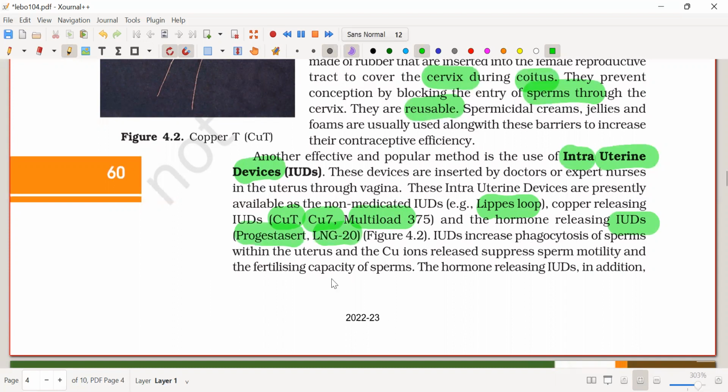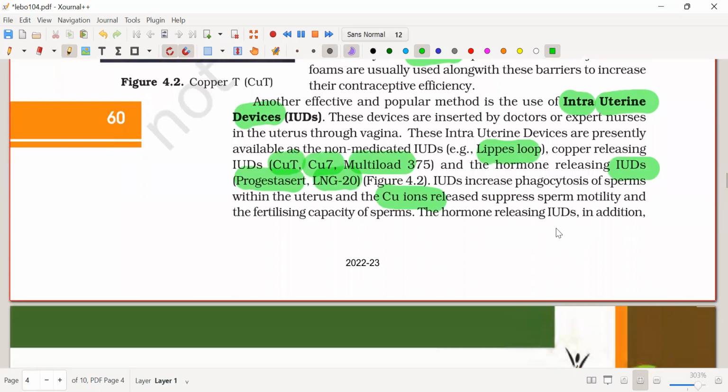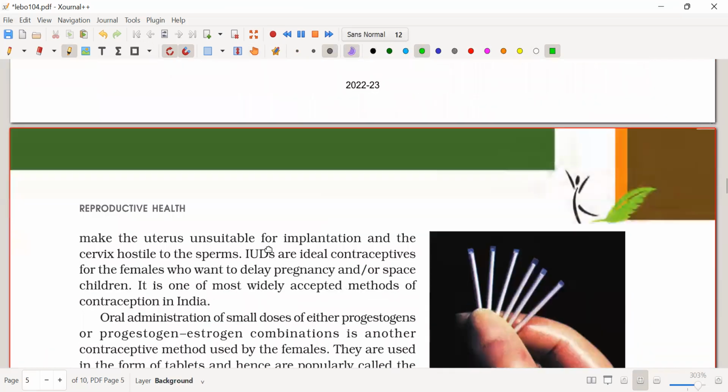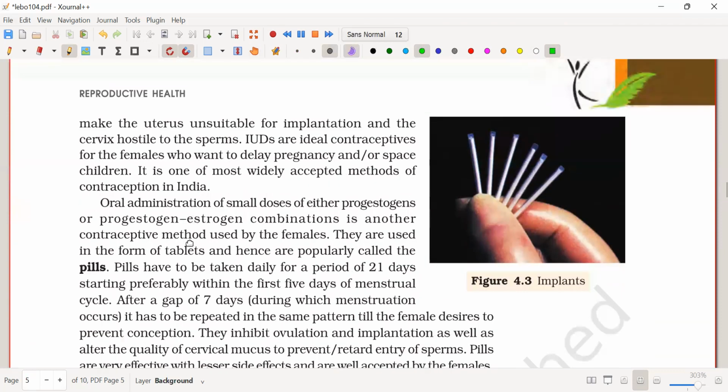IUDs increase phagocytosis of sperms within the uterus, and Cu ions released suppress sperm motility and the fertilizing capacity of the sperm. The hormone releasing IUDs, in addition, make the uterus unsuitable for implantation and the cervix hostile to the sperms. IUDs are ideal contraceptives for females who want to delay pregnancy and space children. It is one of the most widely accepted methods of contraception in India.